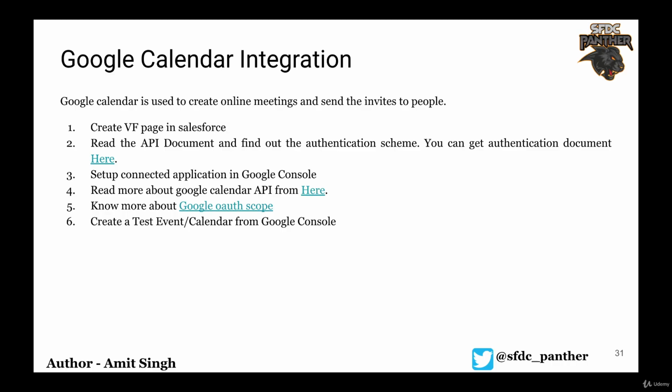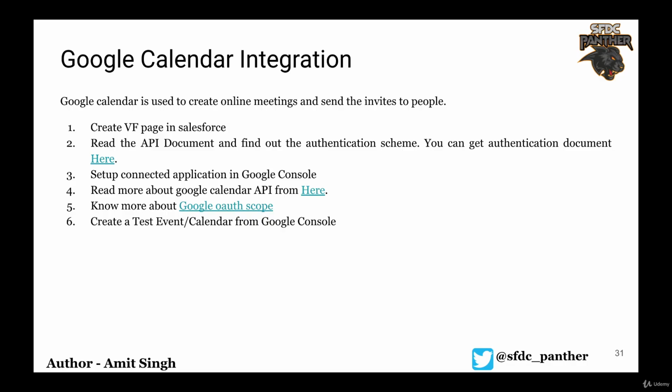And then we are going to create a connected application in our Google console. You can also read more about the Google console API from the given link. I will be providing the resources in the resource section of this lecture. And we can also talk about Google Auth scopes. Basically, scopes mean the level of permission that we give to a particular application that we are developing or any other developer is developing.